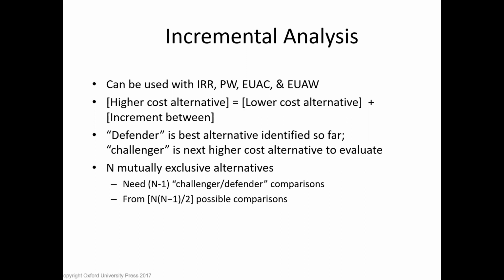The defender is the best alternative identified so far. The challenger is the next higher cost alternative, right? So we have a defender and challenger concept, and you need both. You need at least one challenger and one defender. You may have more, but you need at least one of each.